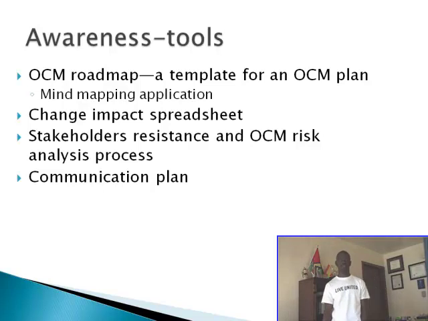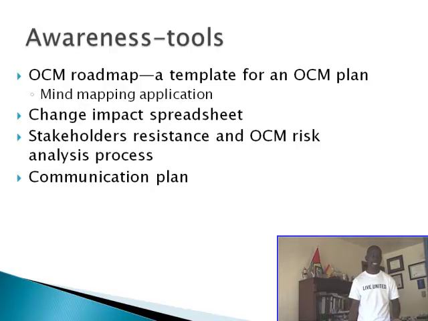As well as your communication plan. You do want to have a strong, good communication plan from the beginning. No matter what stage of the project you're in, communication is very key. So you do want to make sure that you have a good communication plan in place.